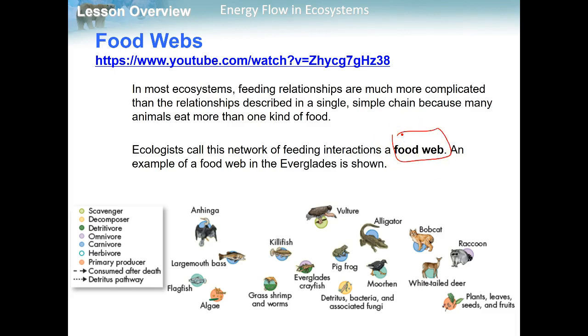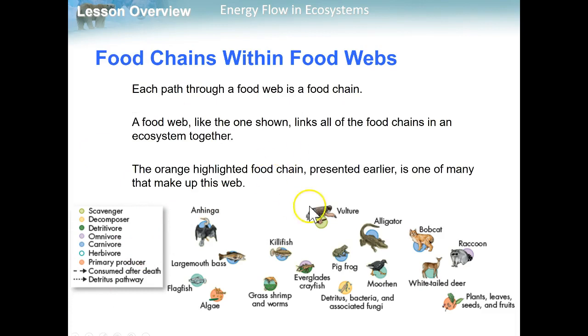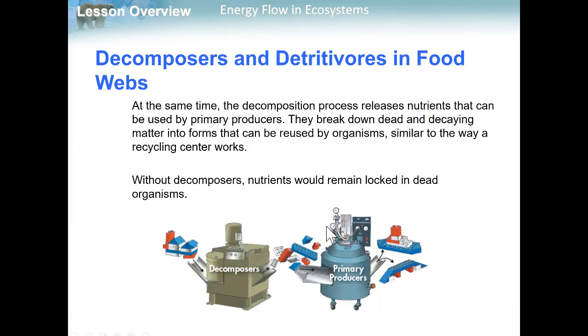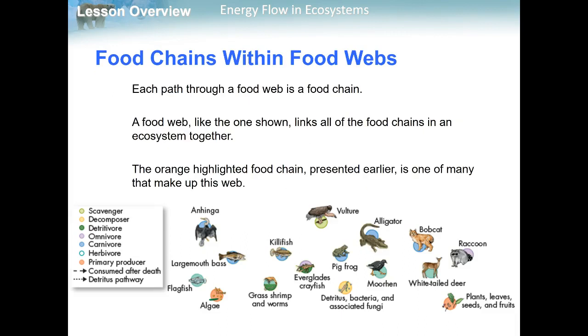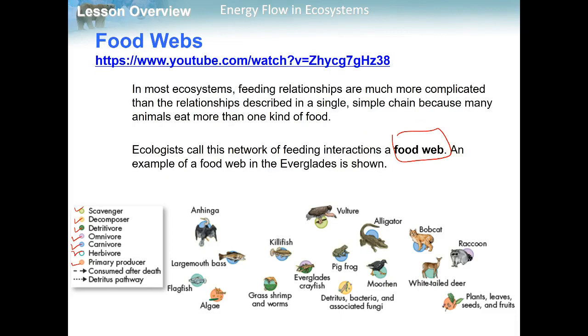And we have an example here of a food web. And you can see there's a lot more organisms that are here. They're made up of scavengers and decomposers and detrivores and omnivores and carnivores and herbivores and primary producers. And when we fill this in, and hopefully the arrows are going to come up with this. Nope, they're not. We're going to have to do this all on our own. When we fill this in, this is the way that the flow is going to go.